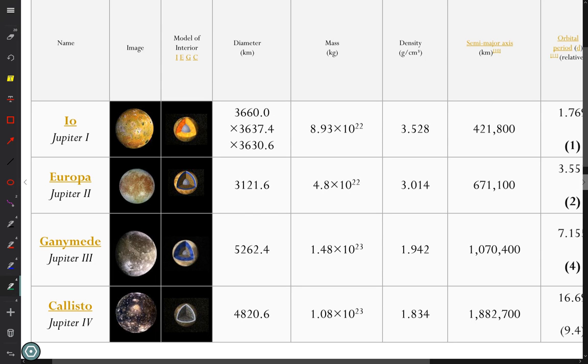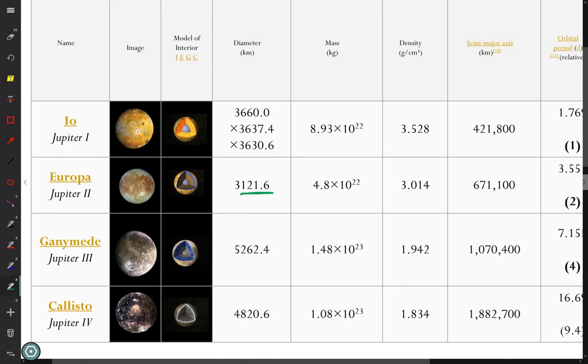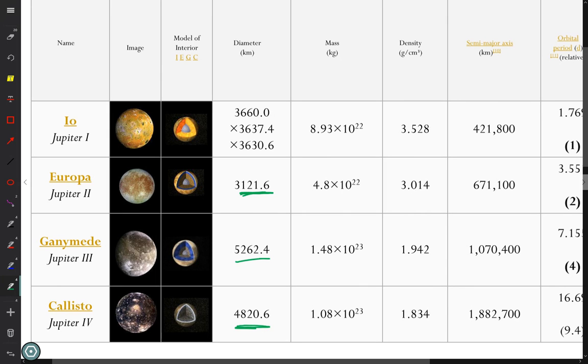Okay, so we have the size, and of course, this is showing 3 dimensions on the size because it's not perfectly spherical, right? It's oblate because of the action of Jupiter's gravity and Europa passing by. Europa here is actually a little bit smaller than Ganymede. Ganymede is the largest of all of the moons in the solar system, 5,262 kilometers in diameter, or maybe 40% the size of the Earth. And then Callisto is just a little bit smaller.